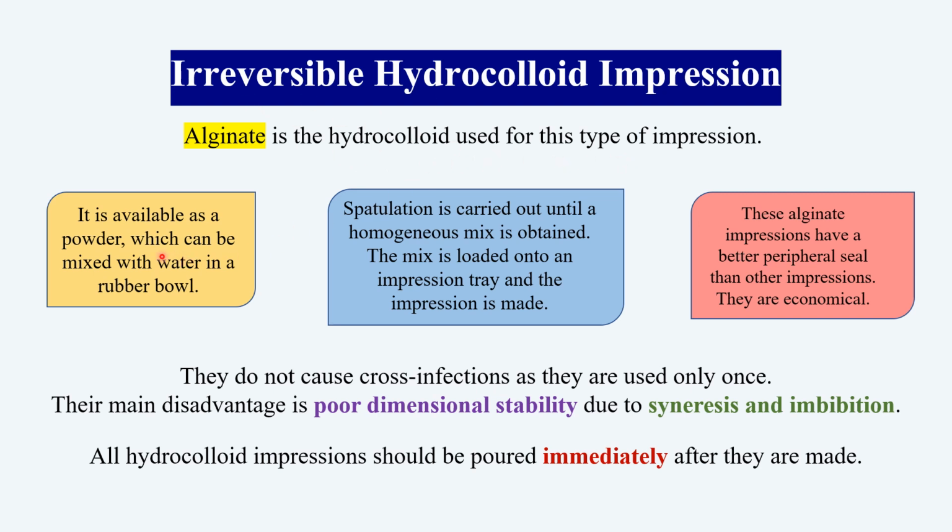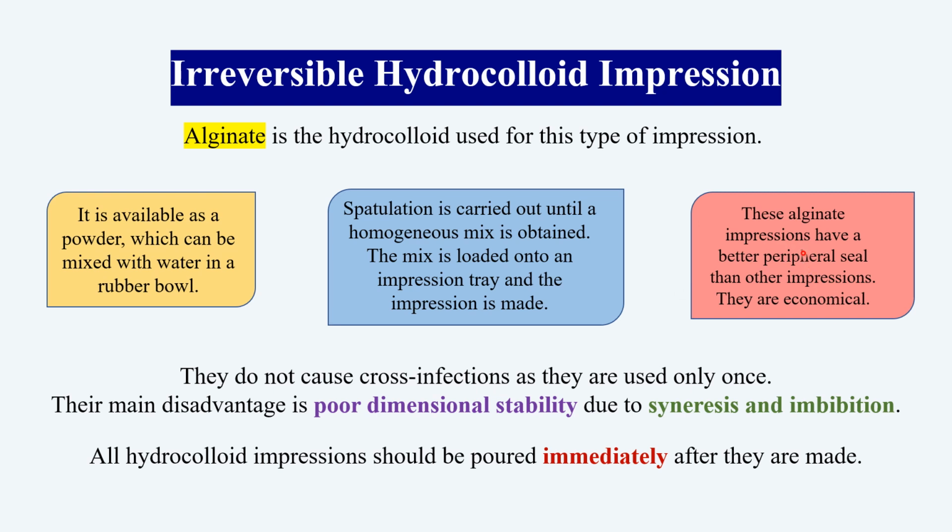How is it available? It is available as a powder, which can be mixed with water in a rubber bowl. Now spatulation is carried out until a homogeneous mix is obtained. We all use alginate most commonly, right? Then the mix is loaded onto the impression tray and the impression is taken.